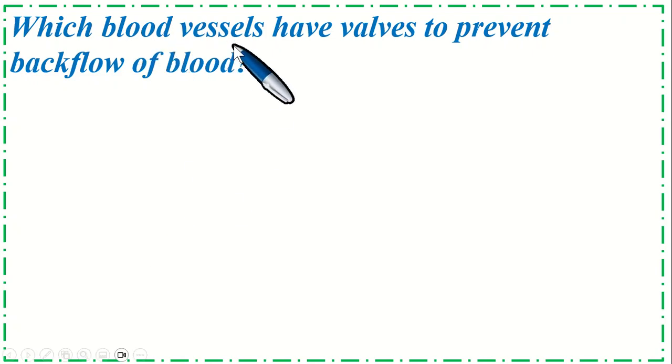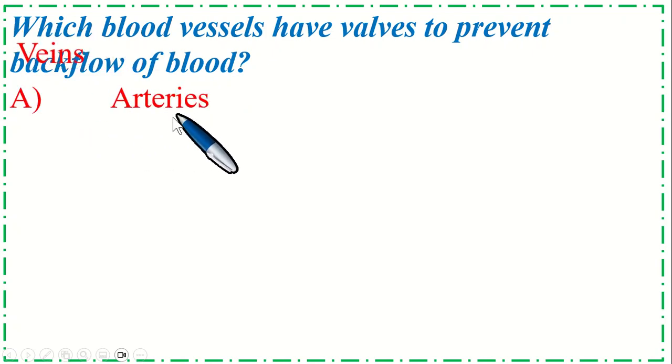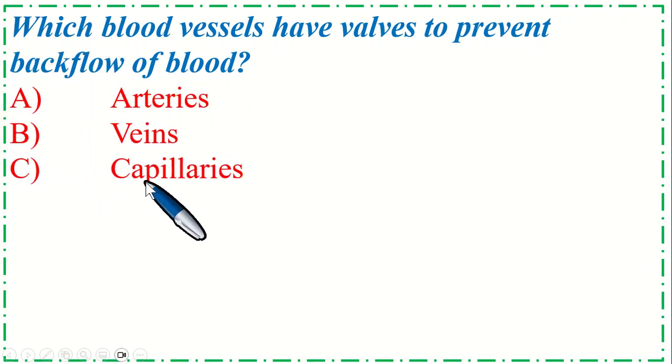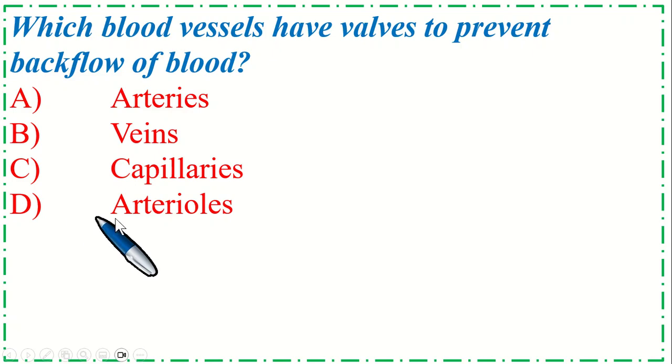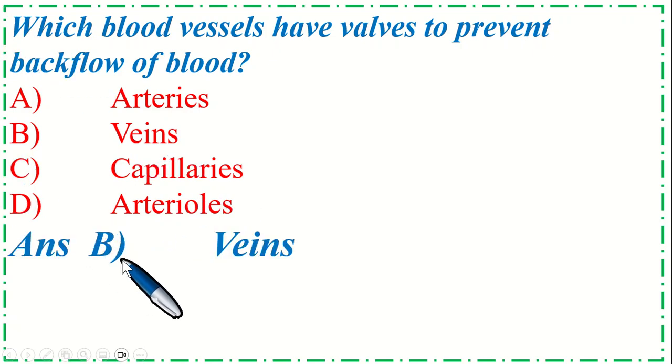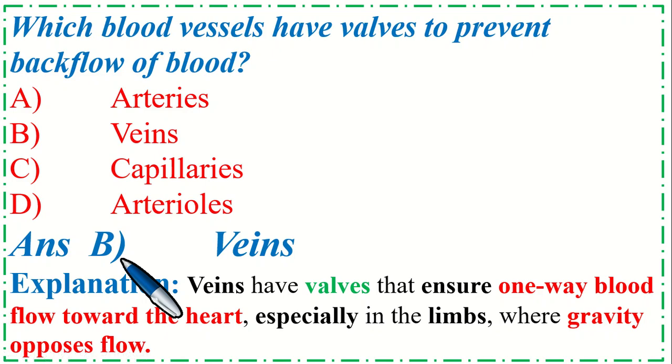Which blood vessels have valves to prevent backflow of blood? Option A arteries, B veins, C capillaries, and option D arterioles. So the correct option is B veins. Explanation is veins have valves that ensure one-way blood flow toward the heart, especially in the limbs where gravity opposes flow.